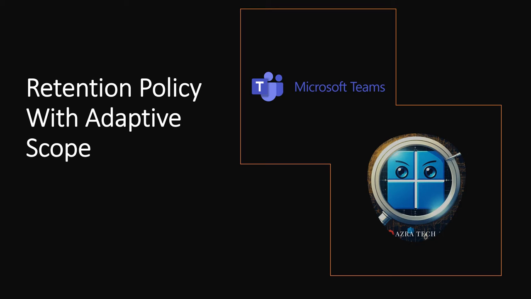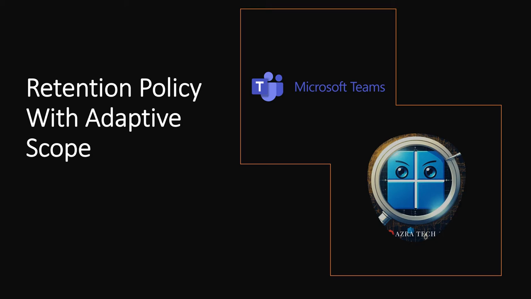In this video, we are going to talk about retention policy with adaptive scope in Microsoft 365. In the previous video, we went through the steps of how to create a retention policy for Microsoft Teams. We went through an explanation of retention policy usage, and also how to create a simple retention policy on Microsoft Teams chat. We did talk a little bit about Microsoft Teams data that's covered under SharePoint sites and groups.